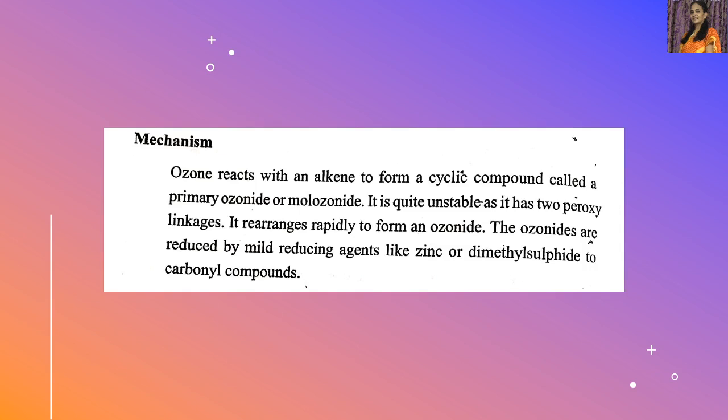Primary ozonide or malozonide. The primary ozonide is quite unstable as it has two peroxy linkages. I'll show you the reaction mechanism in the next slide. So it is quite unstable as it has two peroxide linkages. Then what happens? It rearranges rapidly to form an ozonide. And the ozonides are reduced by mild reducing agents like zinc or dimethyl sulfide, etc. to form the carbonyl compounds.